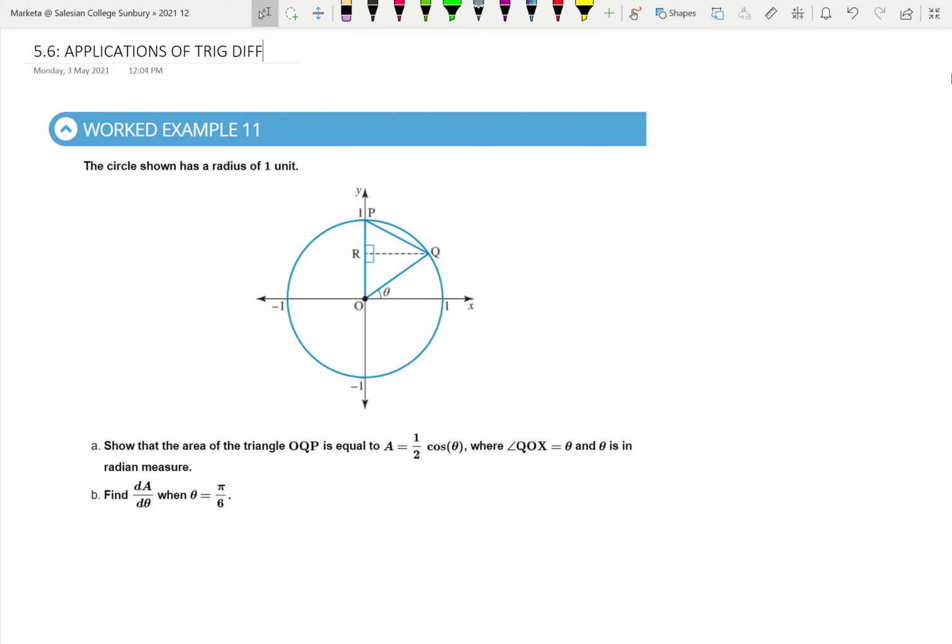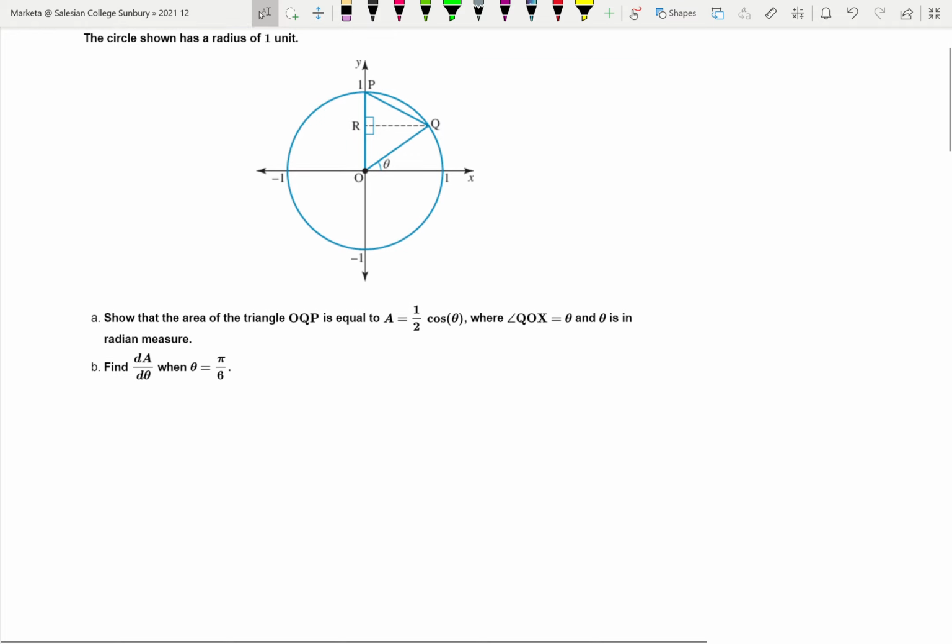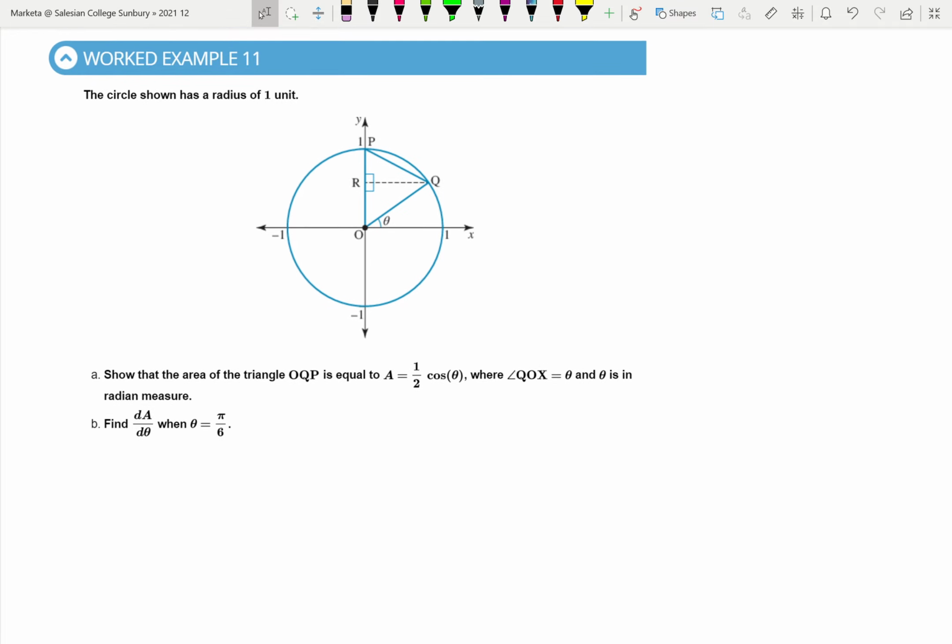Hi guys, so now I'm going to do the applications of differentiation of trig. I'm going to do the worked examples, there's 2 of them, and then I'm also going to do question 8 from the text because a lot of people get this wrong and get a bit stuck.